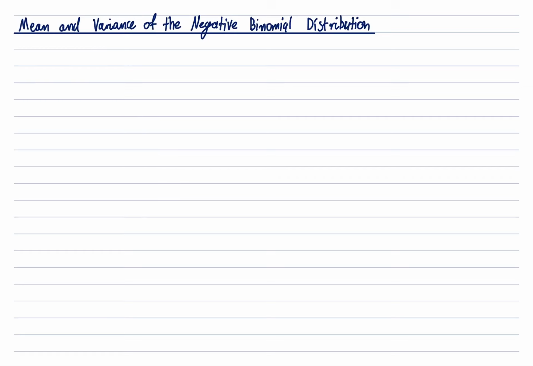Welcome. In today's video, we are going to derive the mean and variance of the negative binomial distribution. But to begin with, let us first define the PMF.